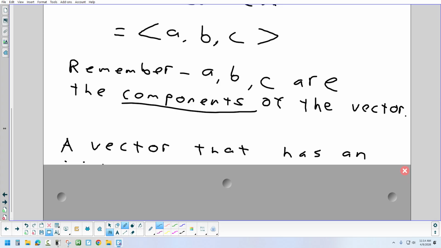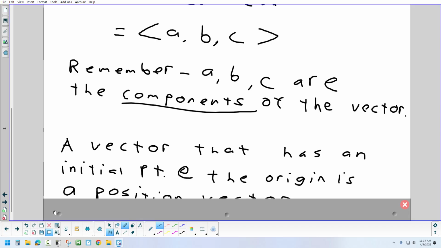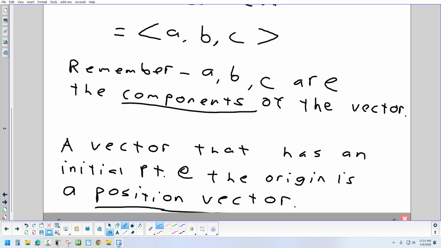Okay, what do we call a vector that has its initial point at the origin? One of the last things we did in 2D. Yep. It's what? It's like a something. Yep. It's a position vector. Position vector. So we use exactly the same thing in 3D. If you have a 3D vector that starts at the origin, it's still called a position vector, just like 2D.